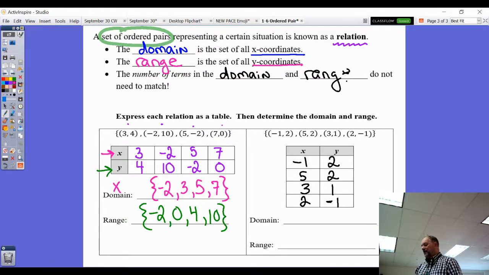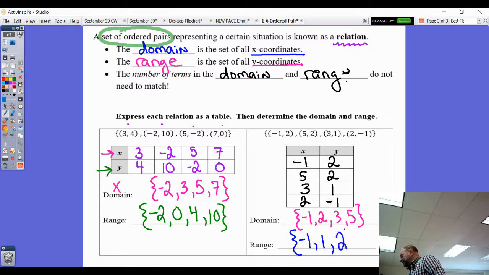Now, as you're doing this at home, and again, you've probably already done this, and I hope you did it in pencil, because here's one thing about domain and range. If you have a number which duplicates, you don't list it twice, you only list it once. So in this case, my domain is -1, followed by 2, followed by 3, and followed by 5. Okay? My range values are -1, 1, 2, and that 2 is repeated, but I only list it once in my range. If I had a number duplicate in the domain, I only list it once there as well.